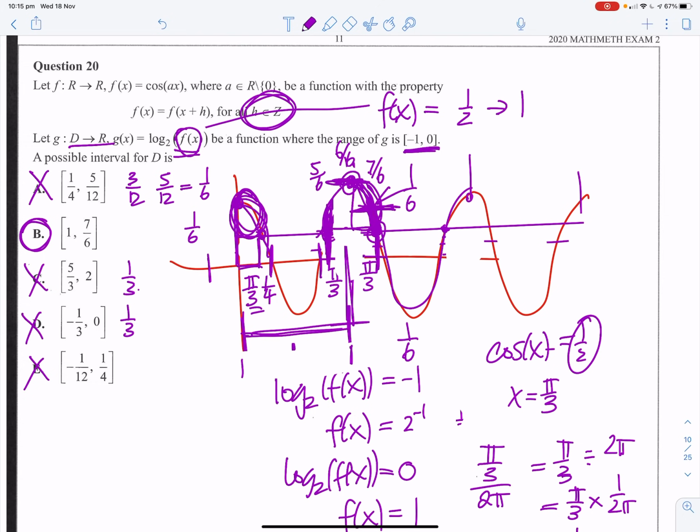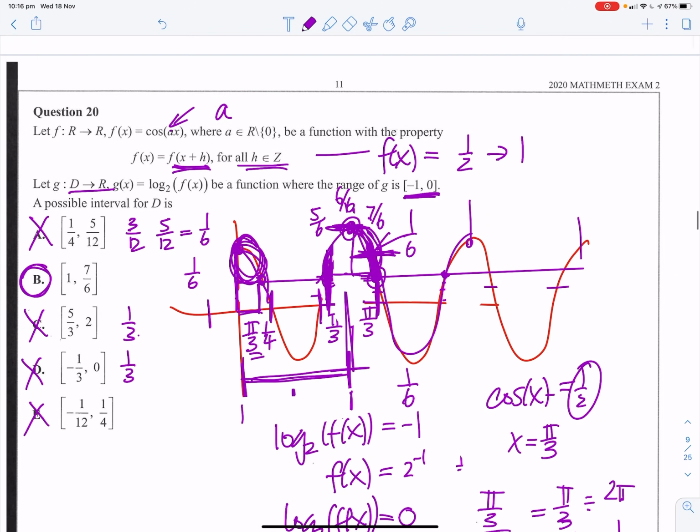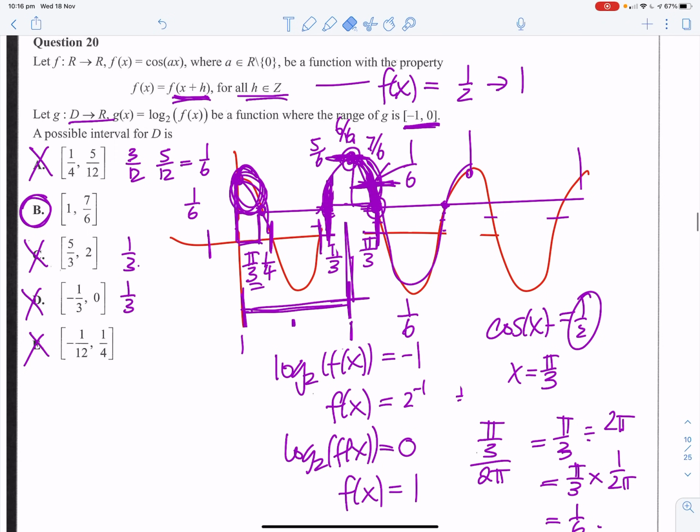So 20 is B, but that's bloody confusing. So we know the period of the graph has to be an integer, which means that A would have to be 2 pi something x, because it would be 2 pi on 2 pi. That would give you an integer value. I don't know if I've made any sense there, but it's going to be B.